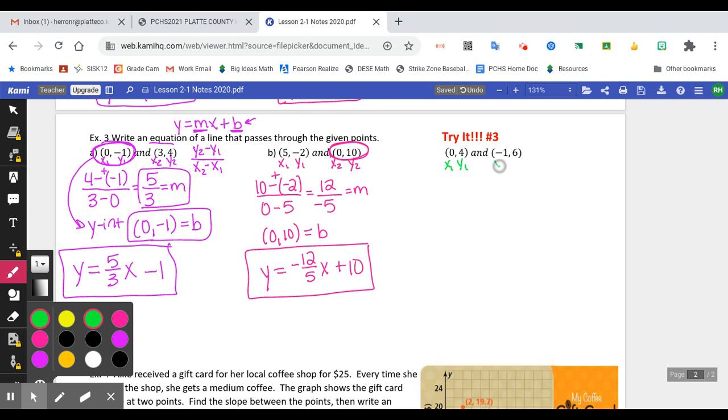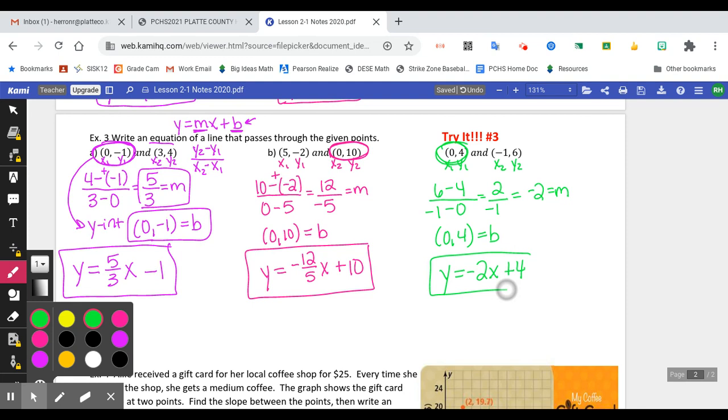x1, y1, x2, y2. Top row would be 6 minus 4. Bottom row is negative 1 minus 0. Gives me 2 over negative 1, which equals negative 2 when I simplify. So there's my m. And then again, here's my y-intercept. So 0, 4 gives me my b. And I'm ready to write y equals negative 2x plus 4. Okay?